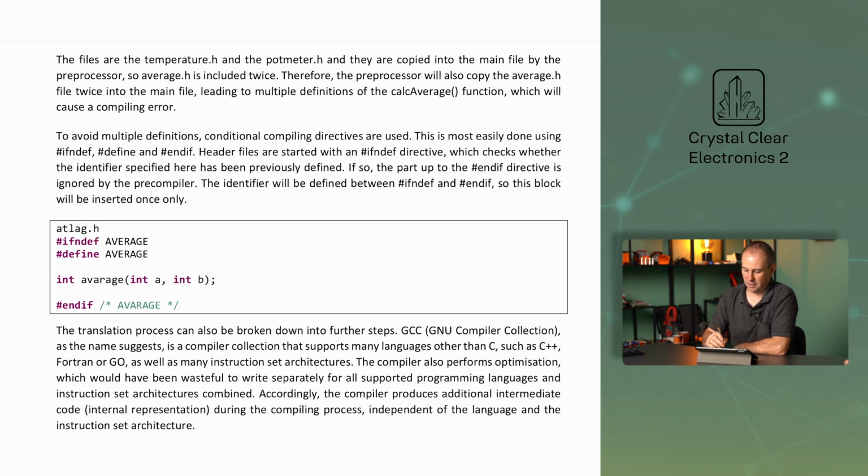Header files are started with a #ifndef directive, which checks whether the identifier specified here has been previously defined. If so, the part up to the #endif directive is ignored by the precompiler. The identifier will be defined between #ifndef and #endif, so this block will be inserted once only.